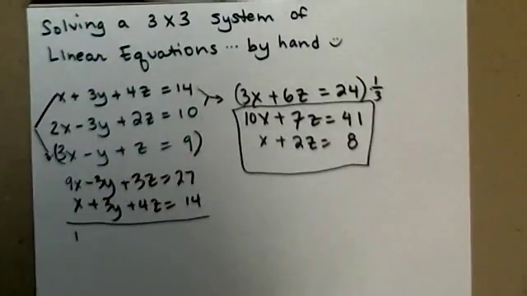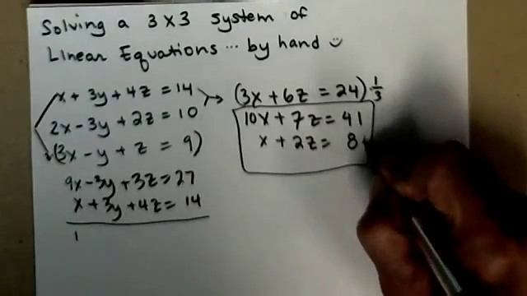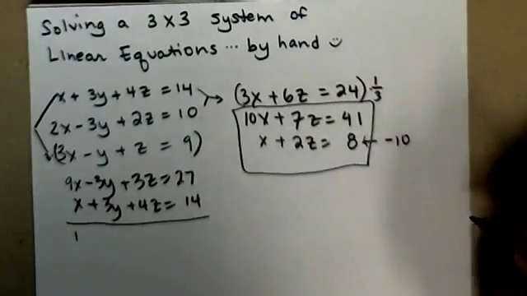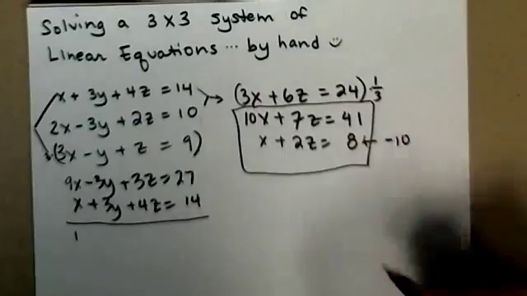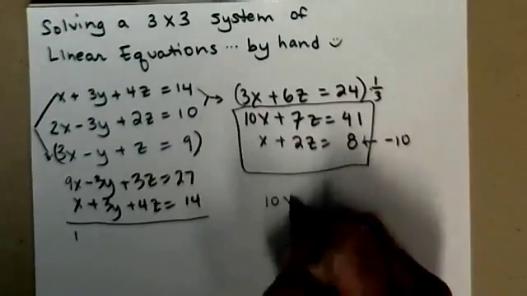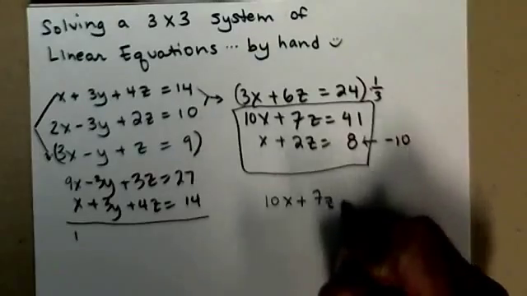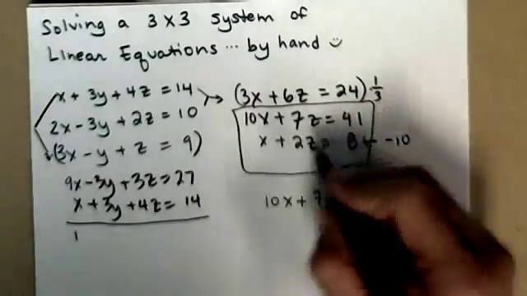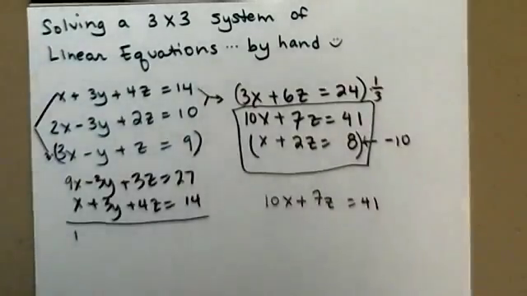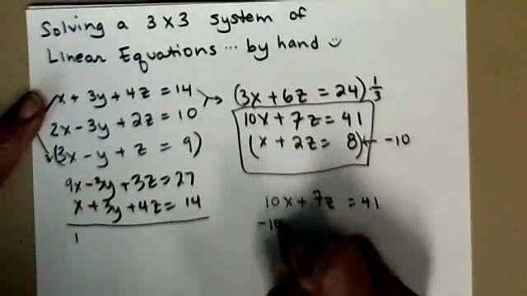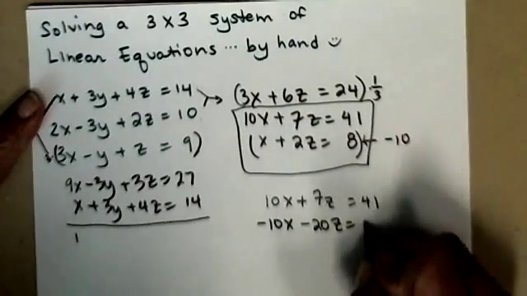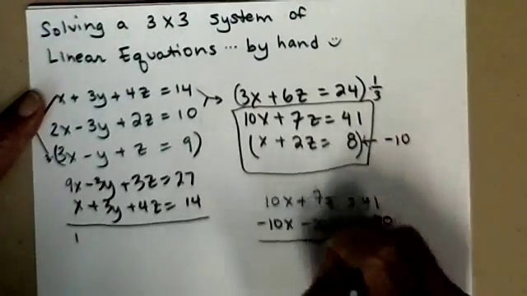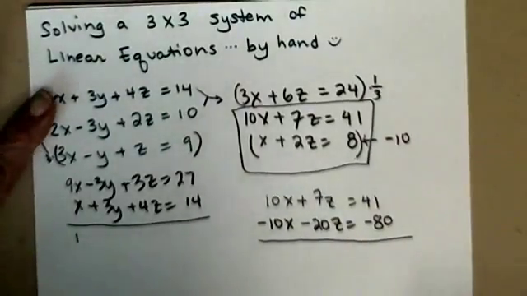Okay. So now I have this system to solve. Let's see. What happens if I multiply the bottom equation by negative 10? Can you see what letter is going to go away? Yep. Okay, so top equation is going to stay the same. 10x plus 7z equals 41. Bottom equation, I'm multiplying the whole thing by negative 10. So I'll get negative 10x minus 20z equals negative 80. And now we're going to add those together and hope for integers.